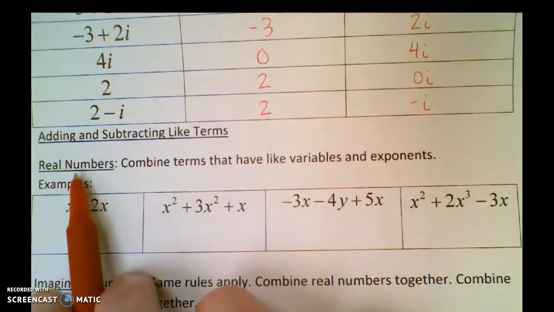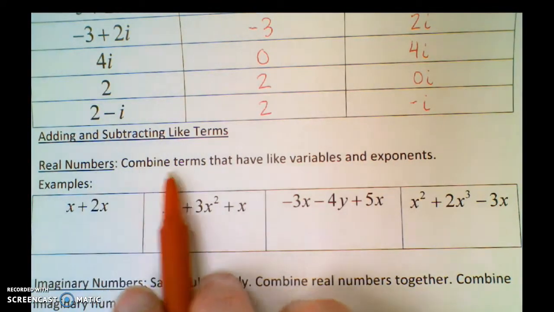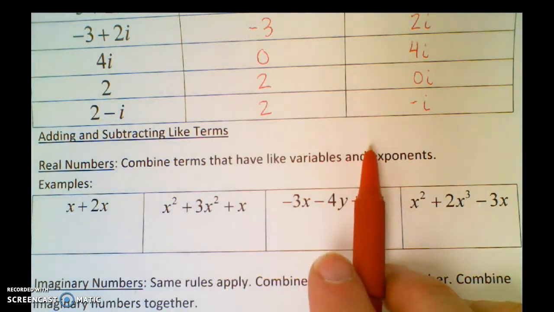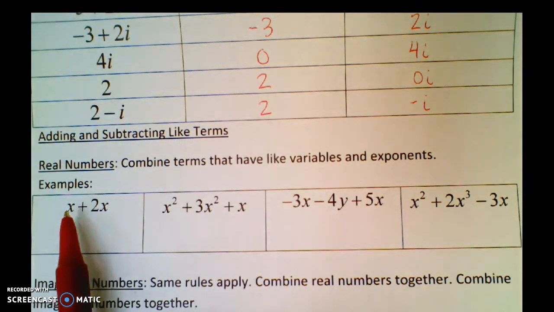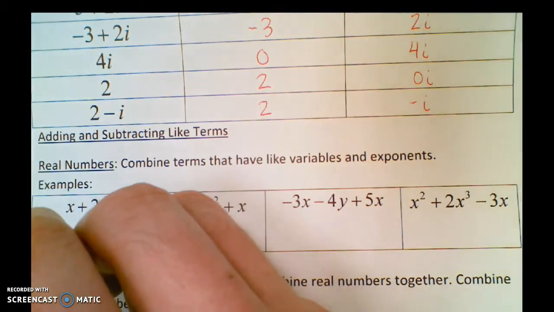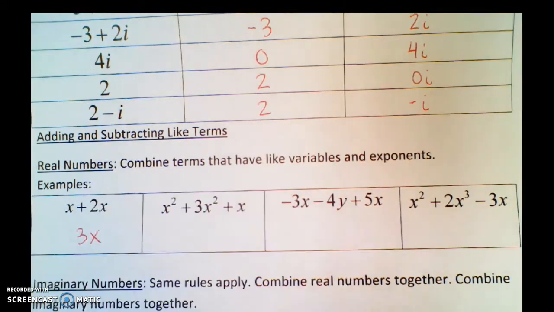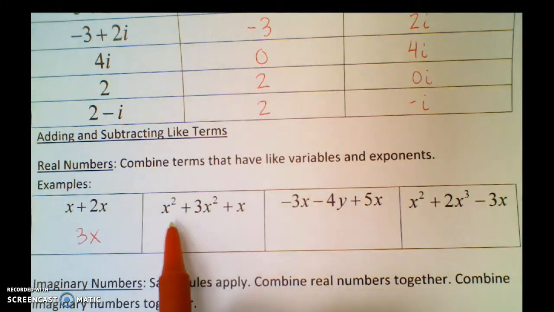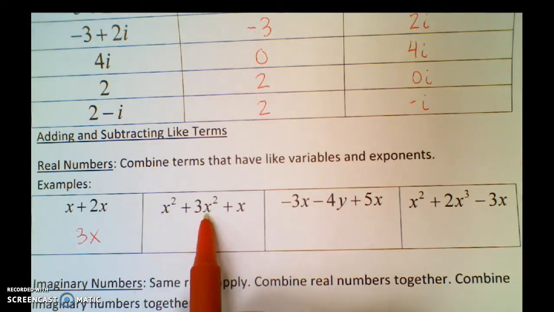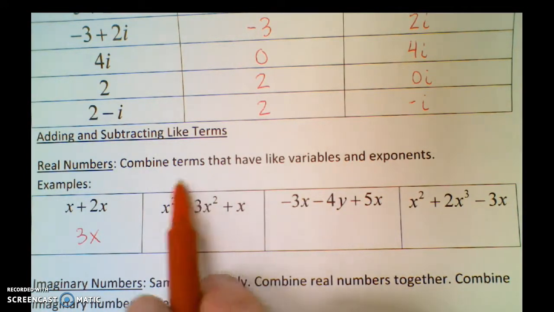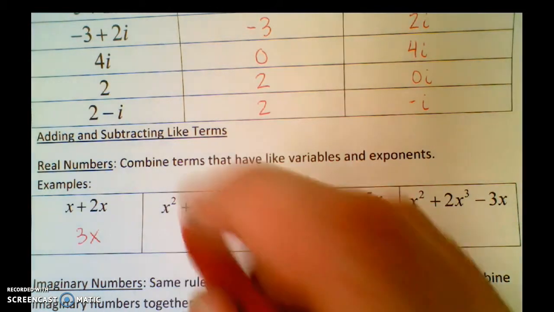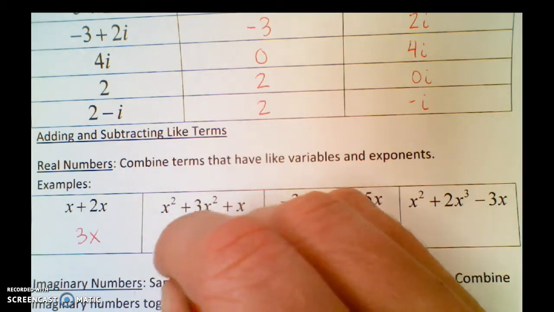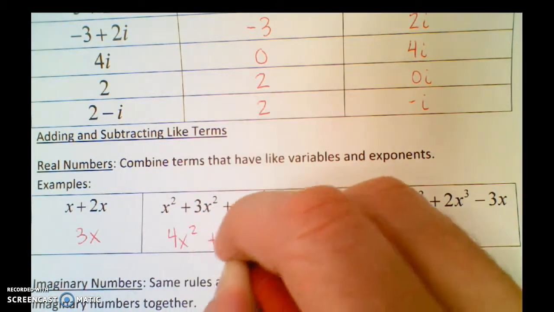So when we work in the real numbers, we just combine the terms that have the like variables and the same exponents. So if I have 1x and I add 2x's, altogether I get 3x's. Here, I have 1x squared plus 3x squared and then plus an x. You can only add the ones with the like exponents and the like terms, so I have 4x squareds and then 1x.